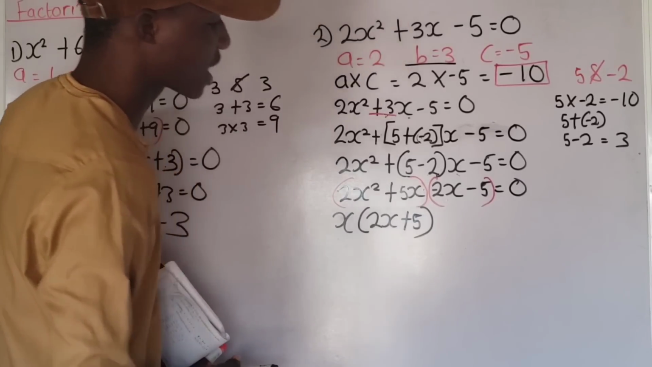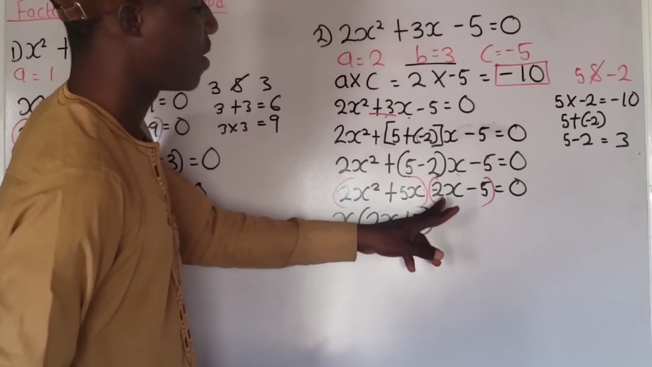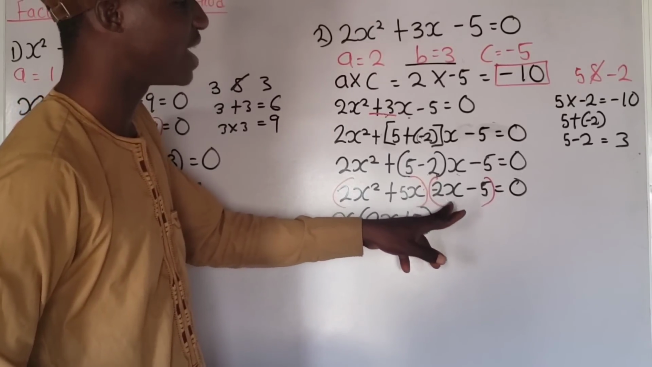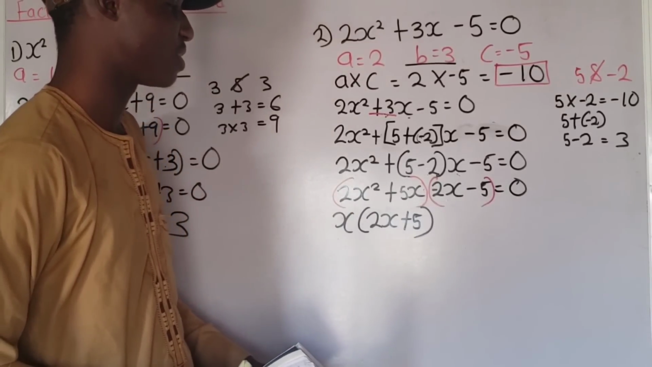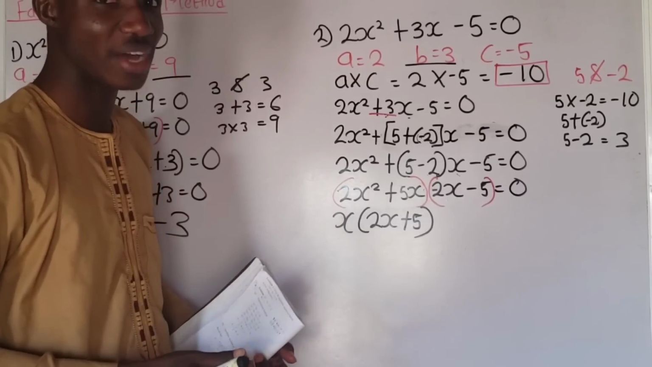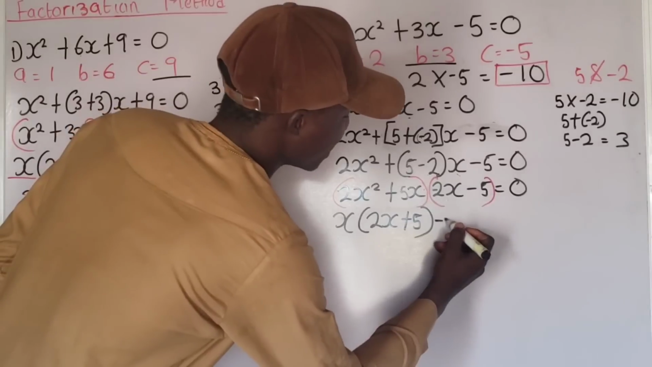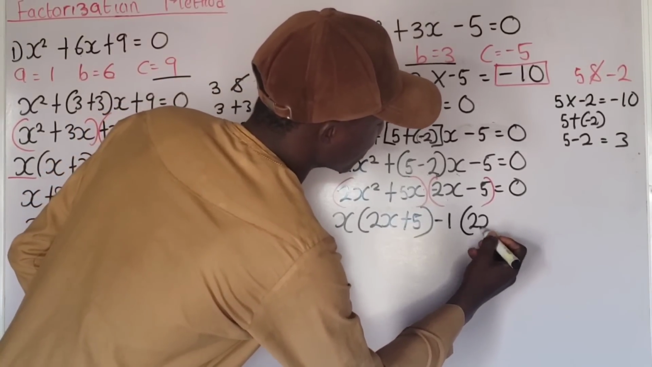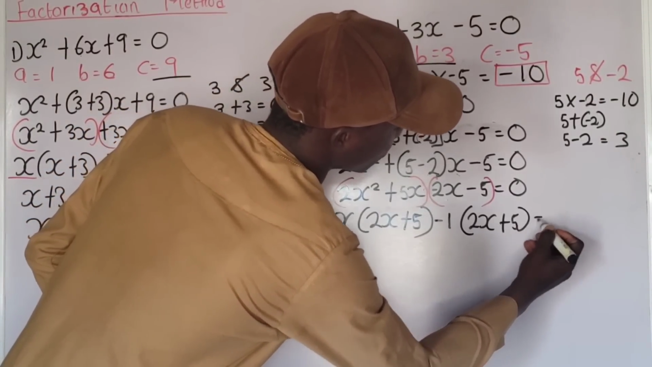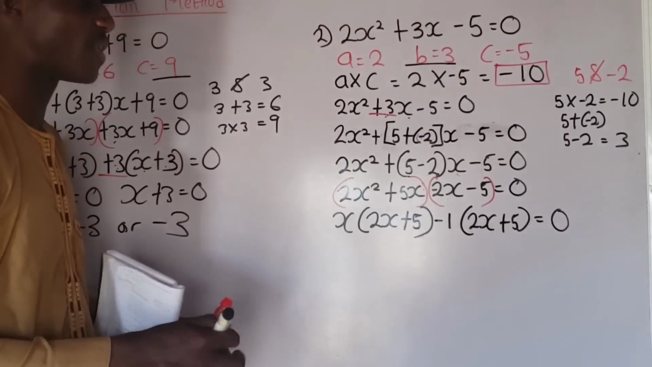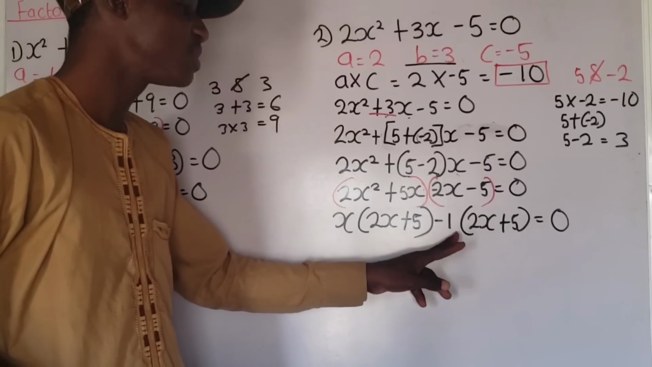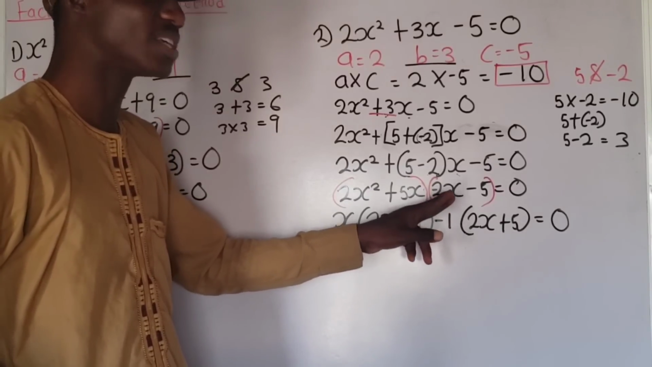Now, in the next bracket, please pay attention, what is common to negative 2x and negative 5? What is common is negative 1. You understand? So here I'm going to have negative 1 into bracket 2x plus 5 equals to 0. That is the common factor. See, if you open these brackets using this negative 1, you must get this.